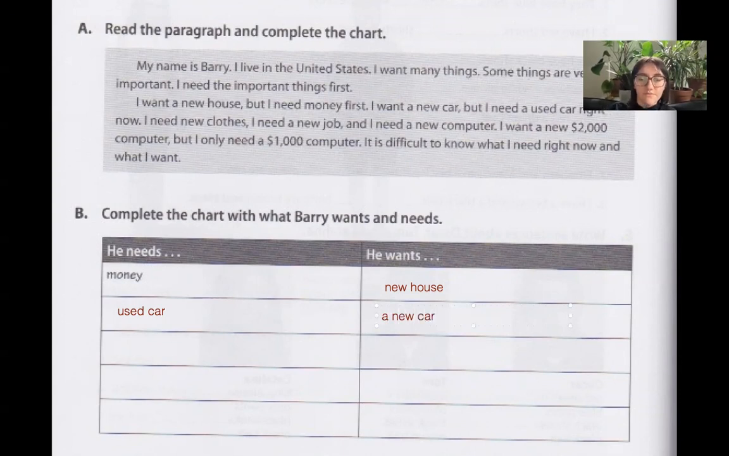I guess we can get rid of a new car. We'll just say new car. Then it says, I need new clothes, I need a new job, and I need a new computer. So let's just go ahead and say he needs new clothes. He needs a new job. And he needs a computer. He needs a new computer.